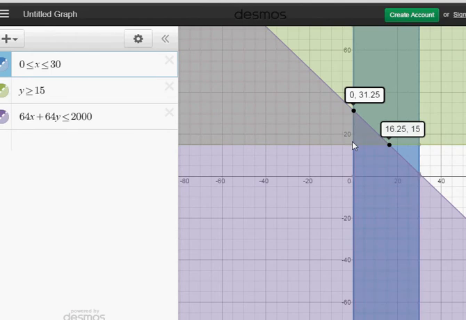Click on this here. Okay, so it looks like we have 3 vertices. So write these numbers down. 0, 31.25; 0, 15; and 16.25, 15. Well, I'm suspecting that you already know which one it's going to be, because if you choose either of the ones that have a 0 in it, you'll have nothing. You'll have no playground, because if one of the dimensions is 0, you're just kind of stuck.